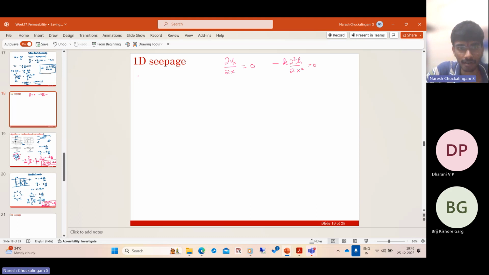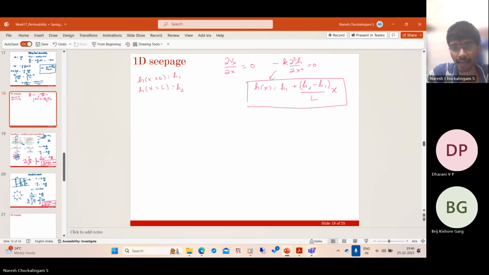Now if you have boundary conditions that h at x equal to 0 is some h1, and h at x equal to L is some h2, we see that the solution to this equation is linear. So integrate this, and you get h of x is nothing but h1 plus (h2 minus h1) by L into x. That's all. It's linear. When x equals L, you have h equal to h2, and when x equals 0, you have h equal to h1. This is the solution. Straightforward.